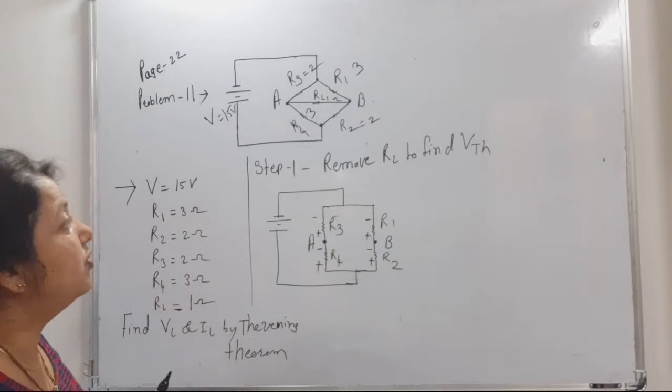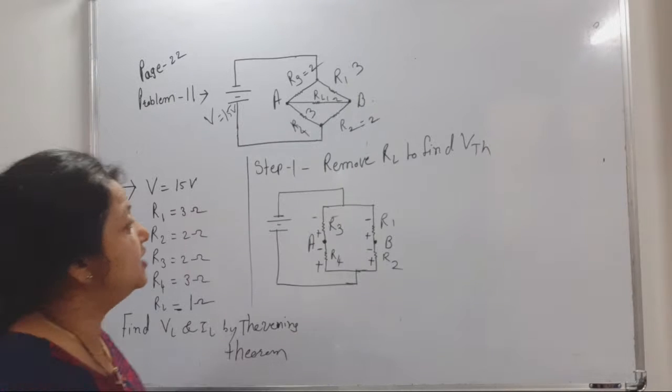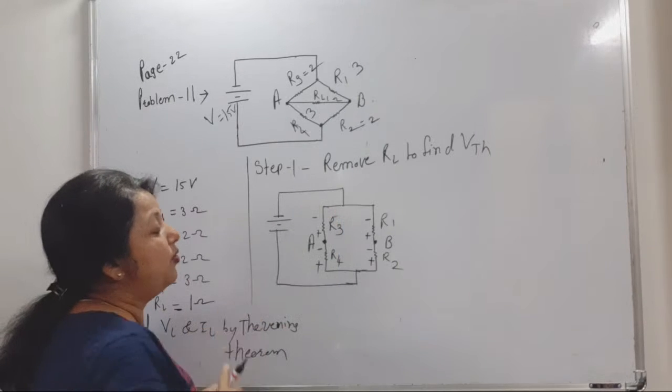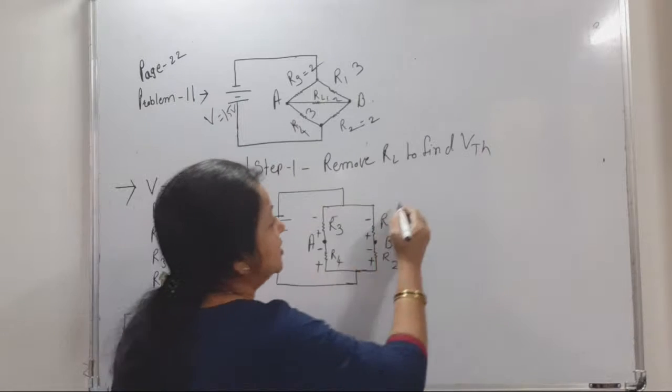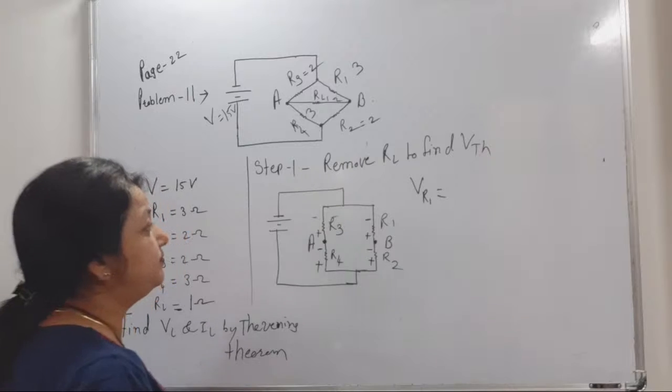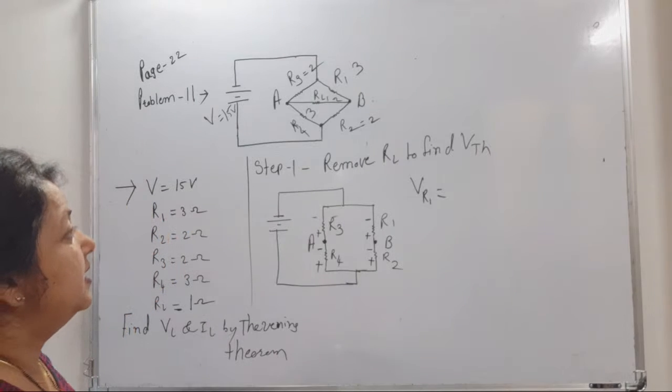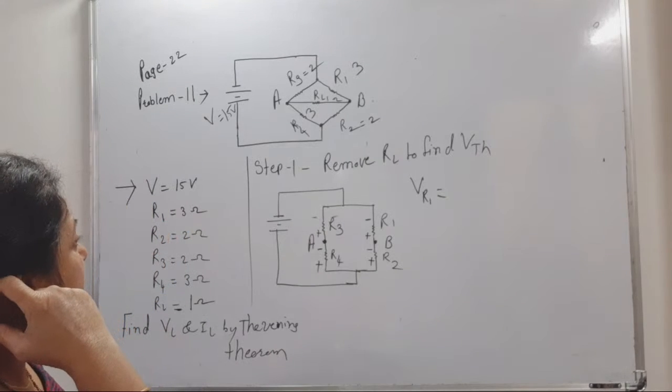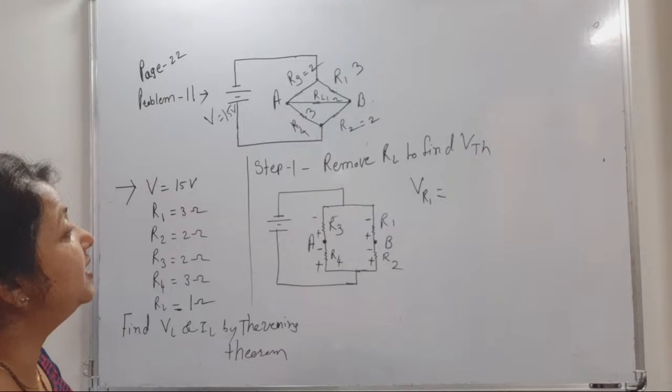Okay. So we have to find out VTH. For that we have to find out the potential drop across each resistance. VR1 is equal to what? I into R1. What is the value of R1? 3.